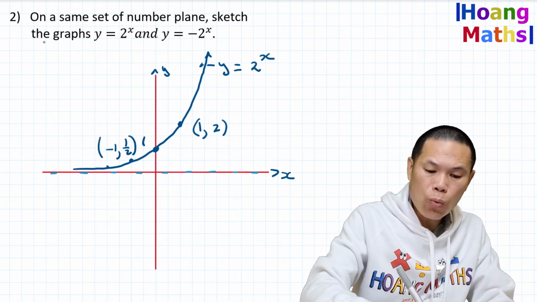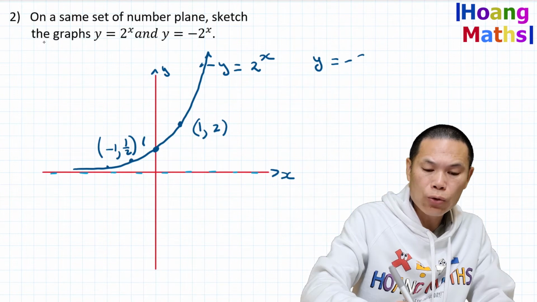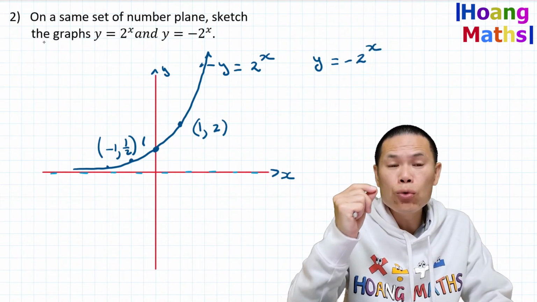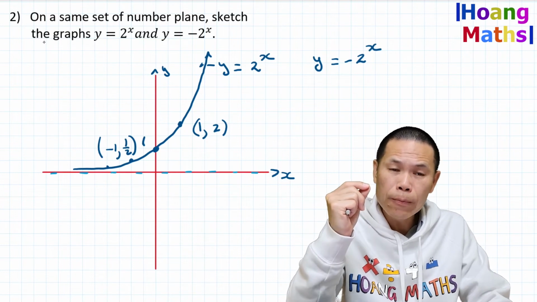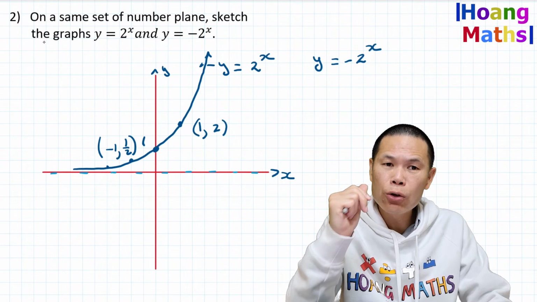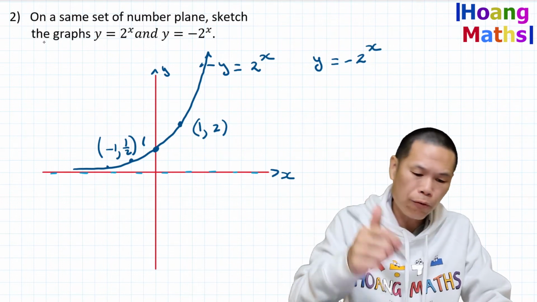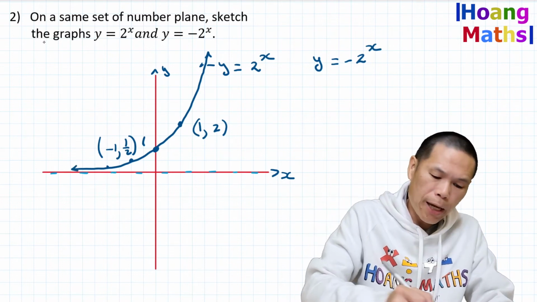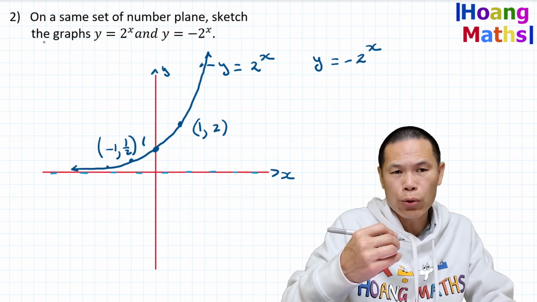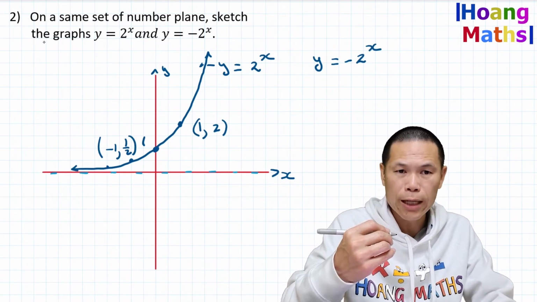Now let's sketch y is equal to negative 2 to the power of x. If you recognize that, negative 2 to the power of x is the reflection about the x-axis of the graph y is equal to 2 to the power of x. Okay, keep that in mind for me. If you can, that'd be easier. You can just quickly sketch. Otherwise, you can locate a few points again. Nothing wrong with that.